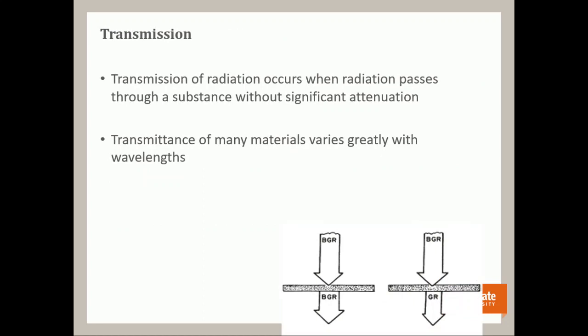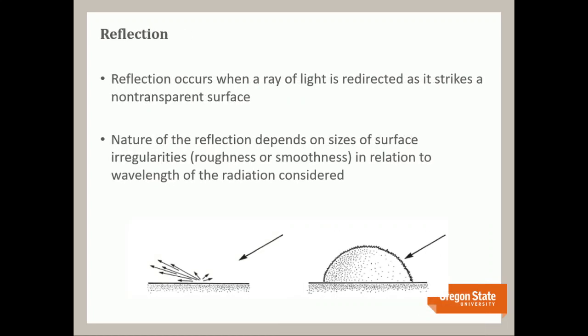What is transmission? Transmission of radiation occurs when radiation passes through a substance without significant attenuation. Transmission of many materials varies greatly with wavelength. What is reflection? Reflection occurs when a ray of light is redirected as it strikes a non-transparent surface. The nature of the reflection depends on the size of surface irregularities, roughness or smoothness, in relation to the wavelength of the radiation considered, as depicted in the picture.